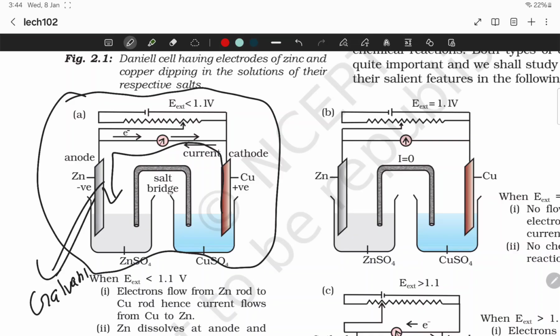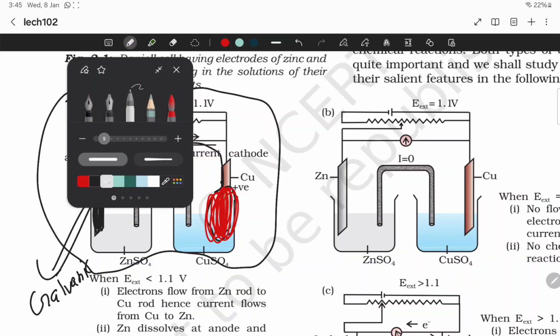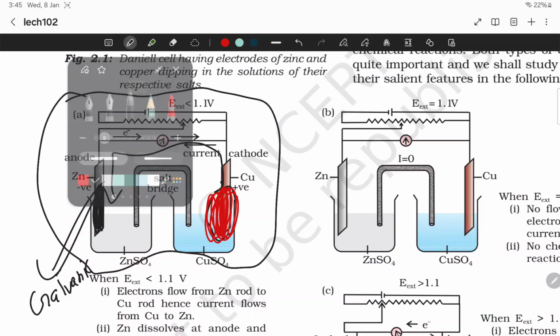Now if this zinc plate is over, and the copper plate is very thick. At this position, zinc is over, the zinc plate is over, and the copper plate is very thick. So no more reaction is happening. So for more reaction to happen, what can we do?